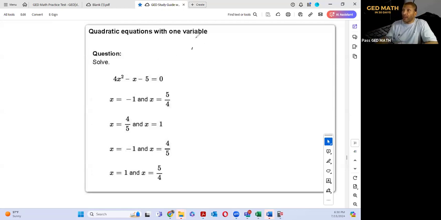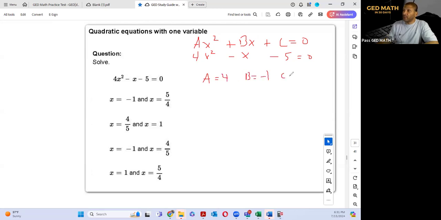So first of all, let me change back to red. I'm going to walk through it and talk through this problem, how you would do it algebraically. First of all, you have to recognize that the standard form of a quadratic equation is ax squared plus bx plus c equals 0. So I have 4x squared minus x minus 5 equals 0. So I know my a is equal to 4, my b is negative 1, my c is negative 5.